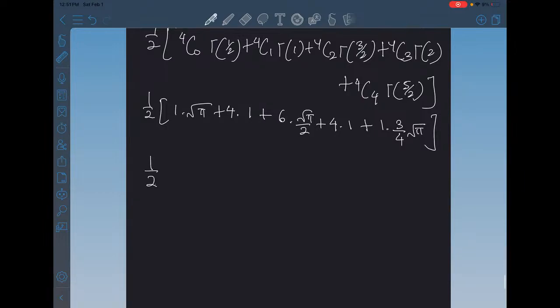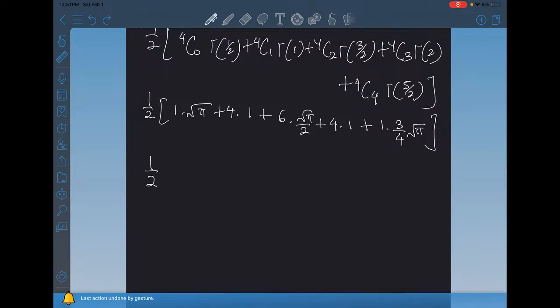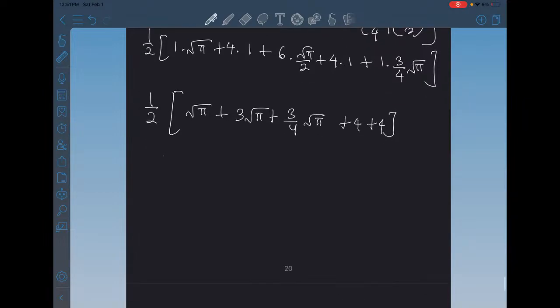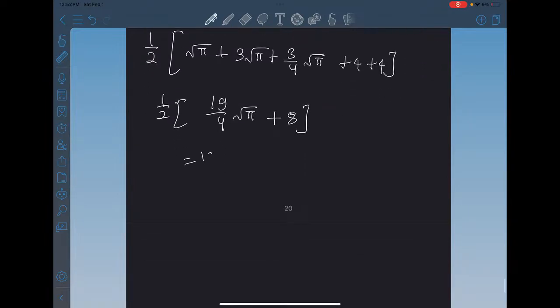Using this, I'm assuming that you know the gamma function, right? So root pi plus, oh, I cannot take root pi common because not every term has root pi. So again, let's add the terms: root pi plus 3 root pi plus 3 by 4 root pi, plus 4 plus 4. Now this becomes 1 by 2 times 19 by 4 root pi, right? Plus 8, and that gives us 19 by 8 root pi plus 4.